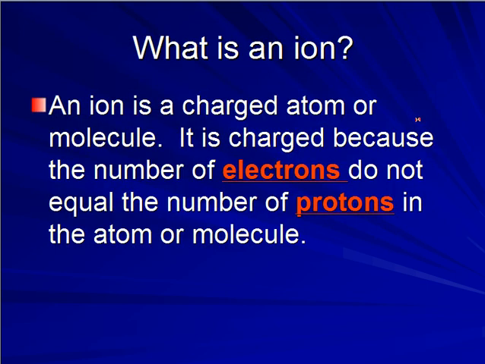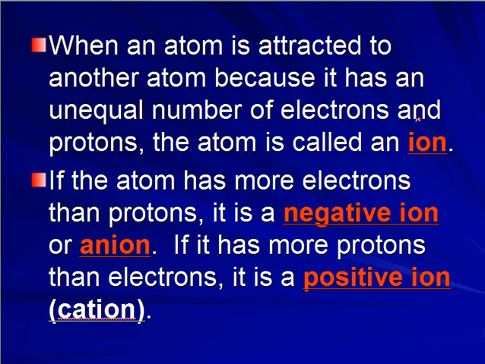So let's talk about an ion. What is an ion? An ion is a charged atom or molecule. It is charged because the number of electrons does not equal the number of protons in the atom or molecule. So we just saw that happen with sodium chloride. Sodium became positive and chlorine became negative. Now, when an atom has an unequal number of electrons and protons, the atom is called an ion.